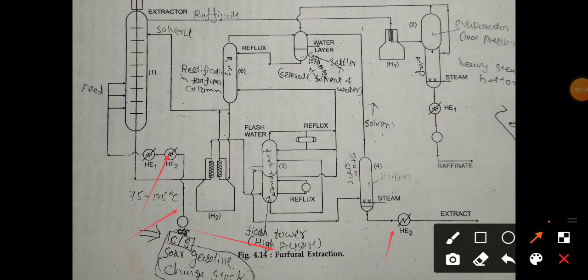This may raise the temperature to between 75 and 120 degrees Celsius. The feed then enters the extractor, a rotating disc contactor, at two or three points, and the solvent is admitted into the upper portion.